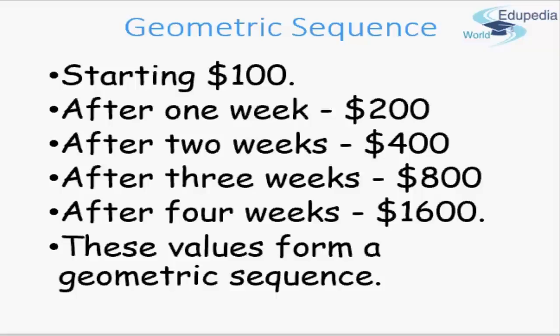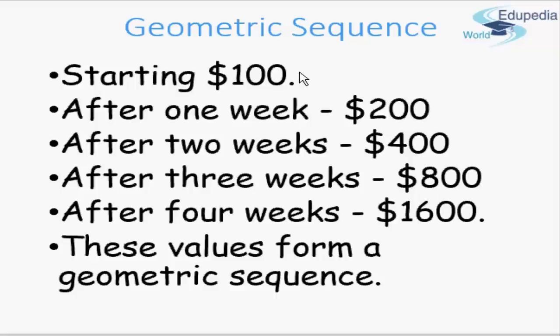As you see, these values: $100 for the first week, $200 for the second, then you double this and get 400, then you double that and get 800, and then you double that and get 1600. These values form a geometric sequence. One thing to note in this example is that none of these terms are connected to each other by the subtraction or addition of any number.